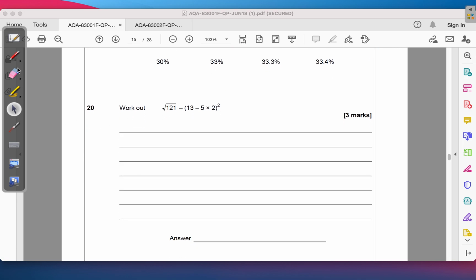Work out square root of 121 minus (13 minus 5 times 2) squared. Now this is a case for BIDMAS, which means brackets first, indices second, division, multiplication, addition, and subtraction. So let's look at the brackets first. We have 13 minus 5 times 2. We need to apply BIDMAS within the brackets, because we've got a multiplication and a takeaway, so we do the multiplication first.